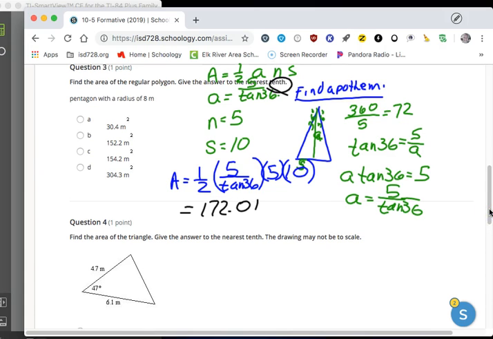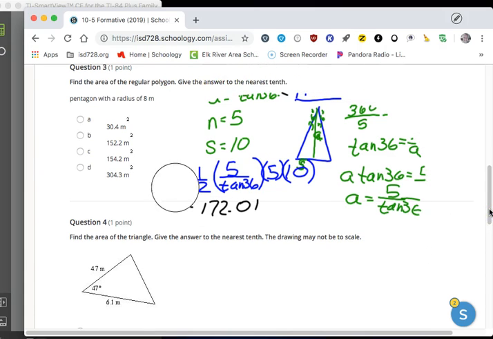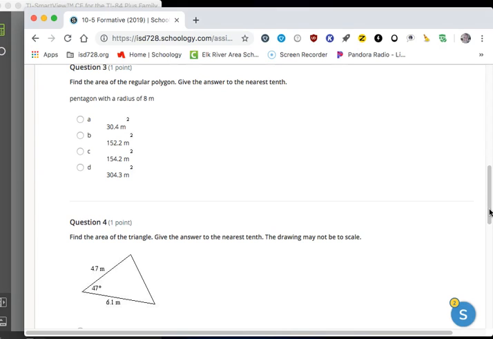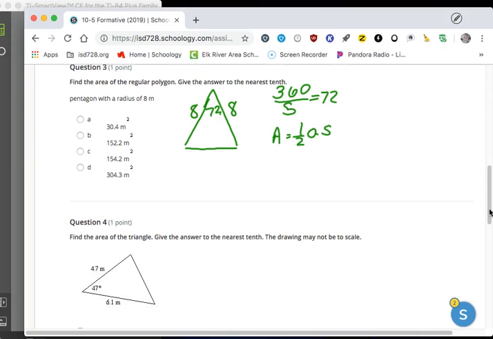My next one, question 3. Find the area of a regular polygon, give the answer to the nearest tenth. The pentagon with radius 8. Now, when I'm given radius, I am provided these values. I am given a pentagon. So I've got 360 divided by 5, which is 72 for my central angle. And remember, my area is 1/2. Really, if I want to reorganize it, I always put in ANS, but ASN, this is the area of a triangle.